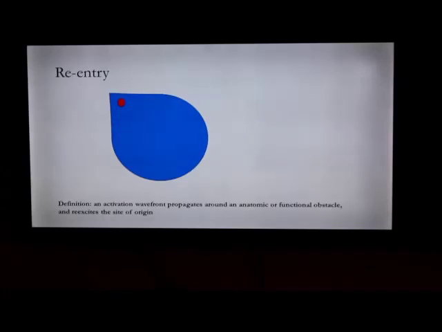So this is the first mechanism. It's quite simple. You have a group of cells that are more active than they should be, and that's called automaticity. The other mechanism of arrhythmias is re-entry. Re-entry means that an activation wavefront propagates around an anatomical or functional obstacle, and then it comes back and reactivates the same area that it started from. Okay, so this is re-entry.